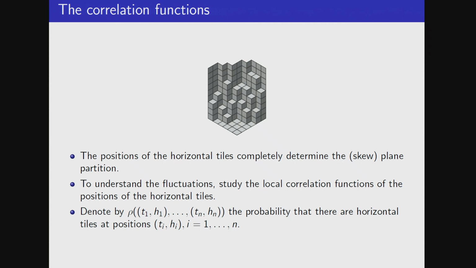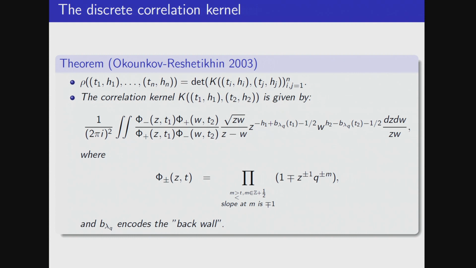Okounkov and Reshetikhin showed that this point process is actually determinantal and wrote a formula for the correlation kernel. So it's a determinantal point process with this correlation kernel, where all the information about the boundary is encoded in this function phi. It is a product over the whole boundary.